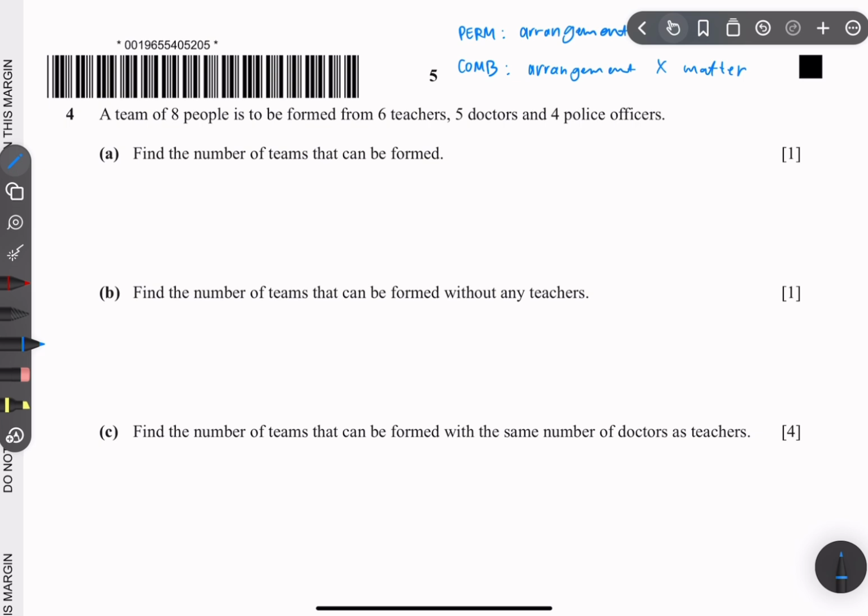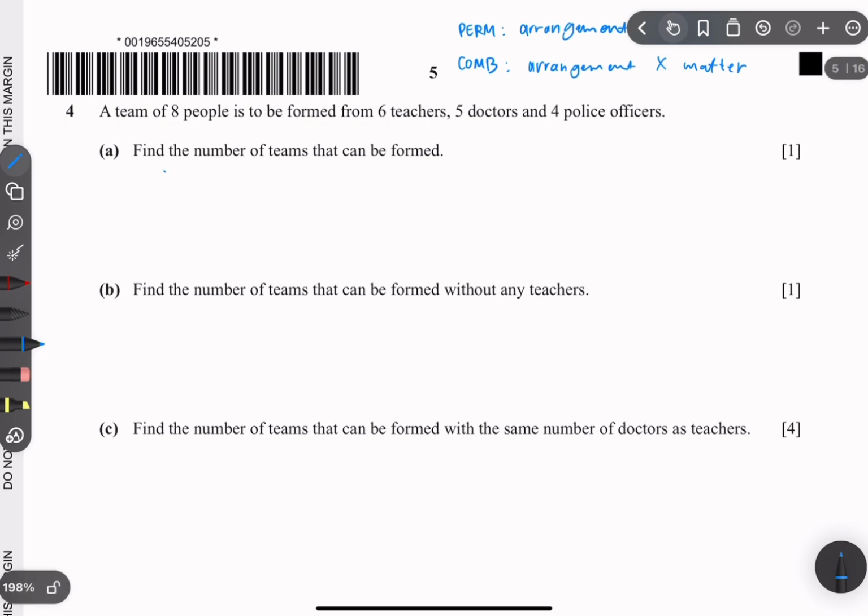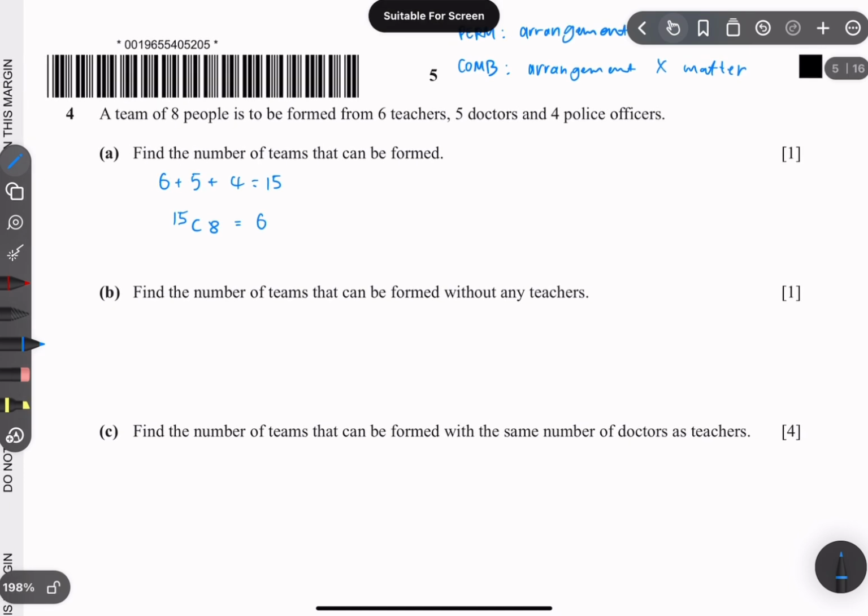Firstly, we need to find the total number of people. So we just take 6 plus 5 plus 4. And then we can do 15C8 because you only want 8 people from these 15. And it should be 6435.